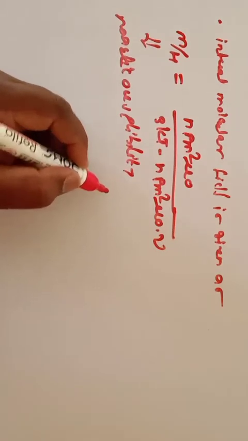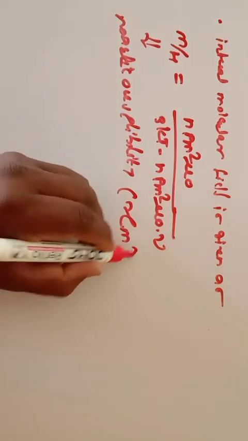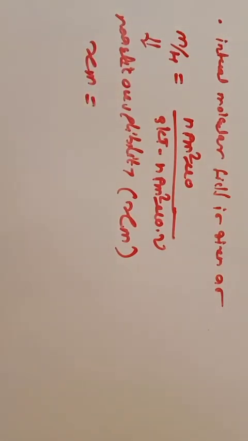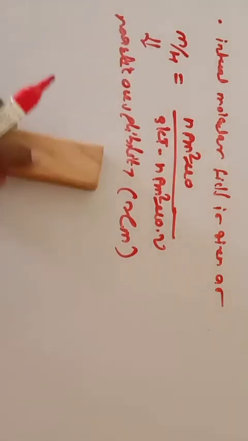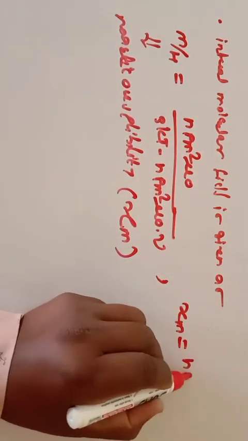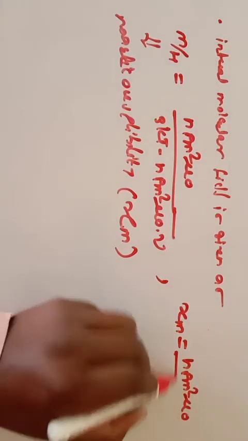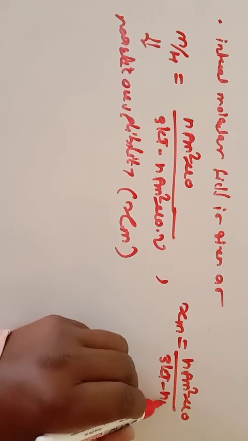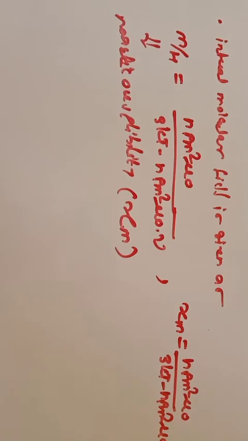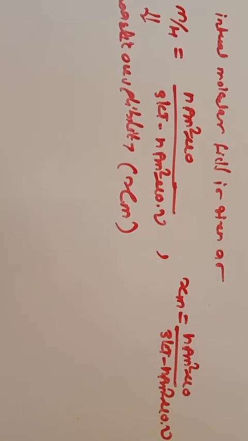Magnetic susceptibility, and it has the symbol chi m. So we can write chi m, which is equal to the same equation, that is n pm square mu 0 upon thrice kt minus n pm square mu 0 into gamma, but instead of m by h we can write magnetic susceptibility.